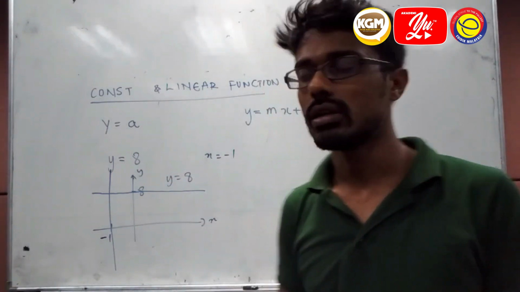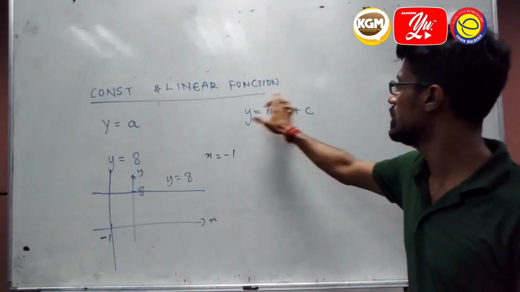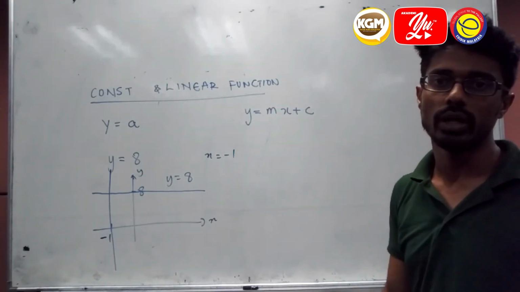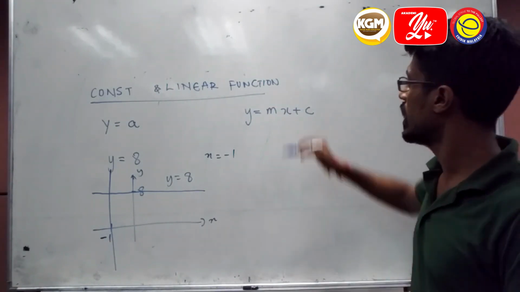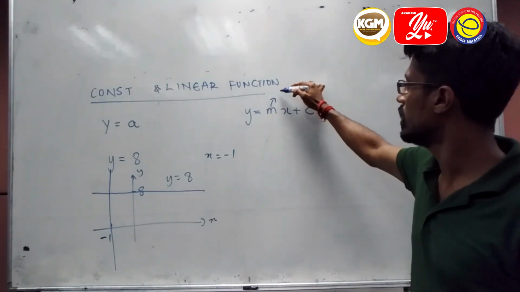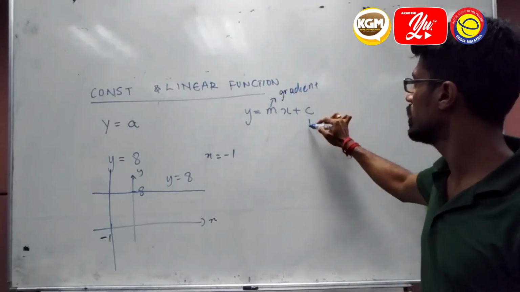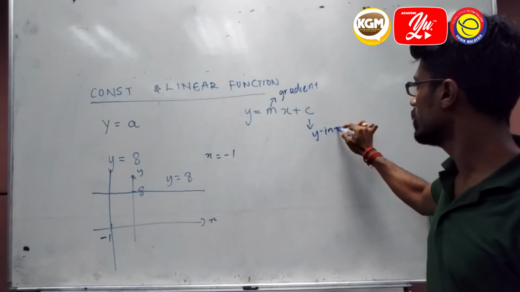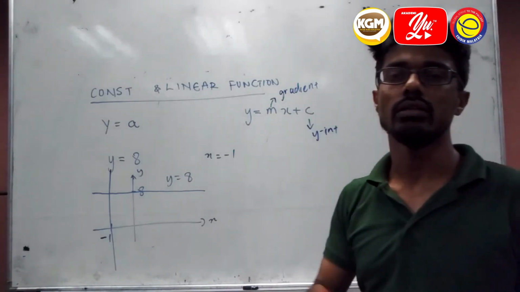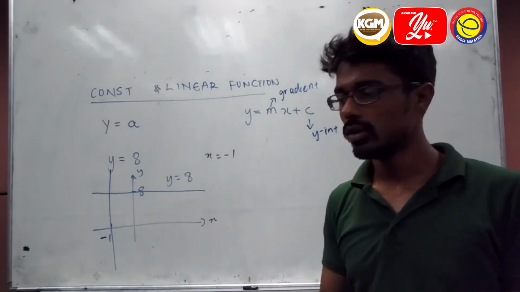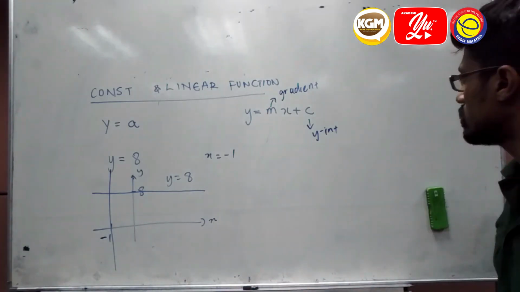For the linear function, this is also very simple. Linear function is of the form y equals to mx plus c. The m is telling you about the gradient, and the c is telling you about the y-intercept. Okay, so the task here is how to draw the graph. So basically we can just give any simple function.